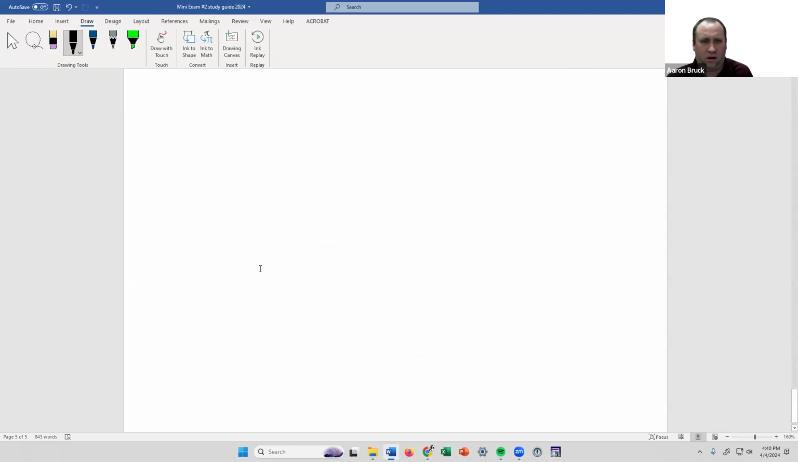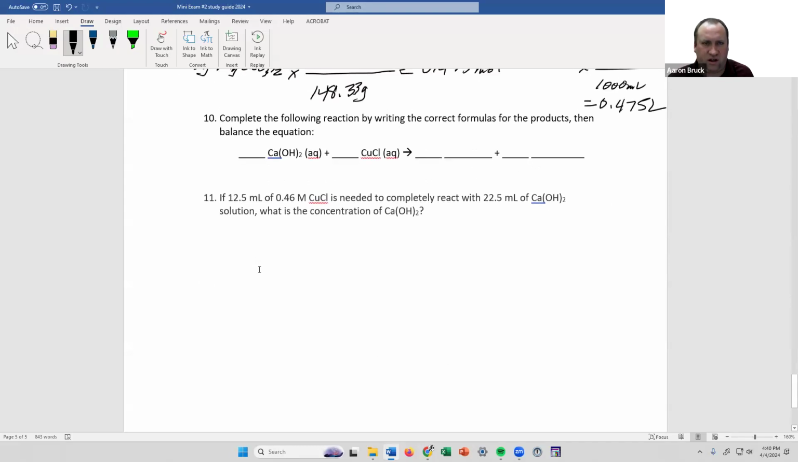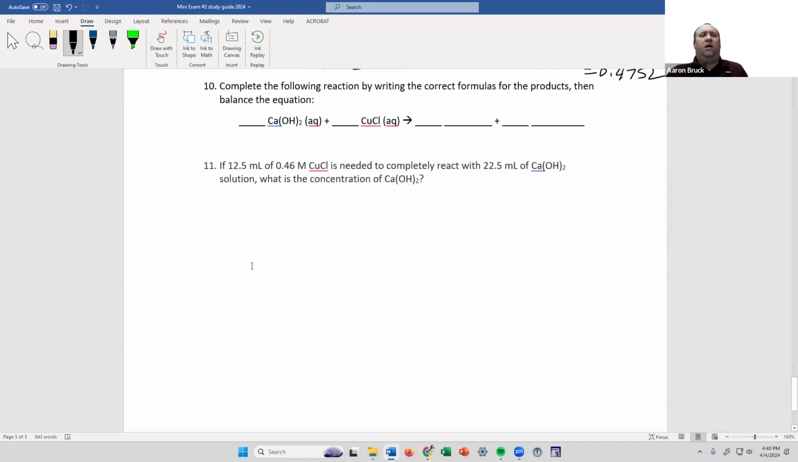All right, 10 and 11, the last two questions on here. Question 10, complete the following reaction by writing the correct formulas for the products and then balance the equation. Okay, there is a question like this on the exam. It mirrors some things that we've been asking you to do in lab, as well as in different parts of the lecture.